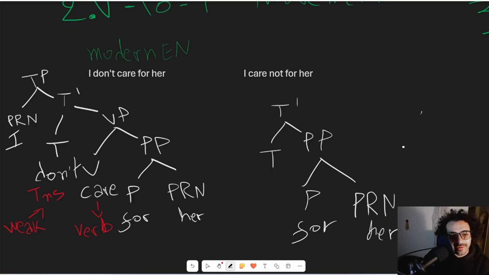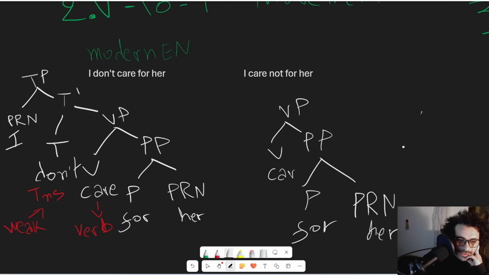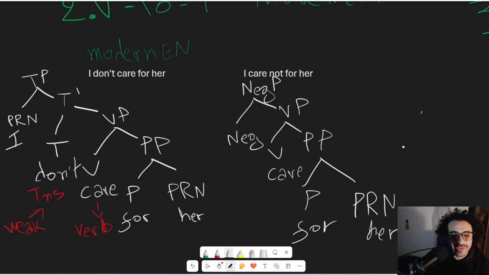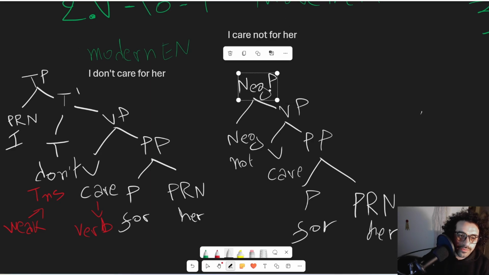The T here, what is it? I care not for her. Oh, what am I doing? I should put the verb first. Okay, VP, V care. Here we are actually going to use the neg phrase. The negative here is projected into its own phrase, the NegP or negative phrase, and then the NegP is headed by the negative particle, in this case, not. So the NegP occupies the position between the VP and the TP, as we shall see. Let me move this a little bit. Okay, we're almost there, I think.